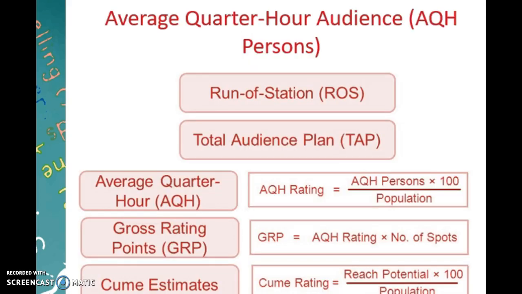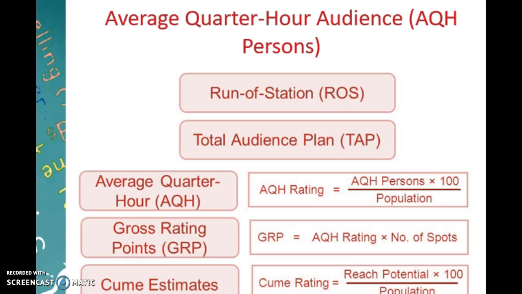Average quarter-hour audience, or AQH persons, identifies the average number of people listening to a specific station for at least 5 minutes during an average 15-minute period of any given day part. The average quarter-hour rating expresses the AQH persons as a percentage of the population. The same idea can be expressed in terms of average quarter-hour share: the station's audience, AQH persons, expressed as a percentage of the total radio listening audience in the area.